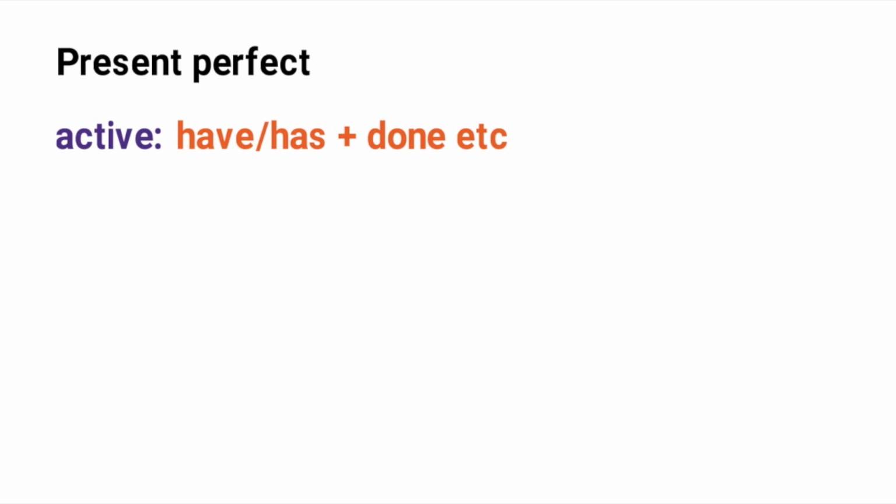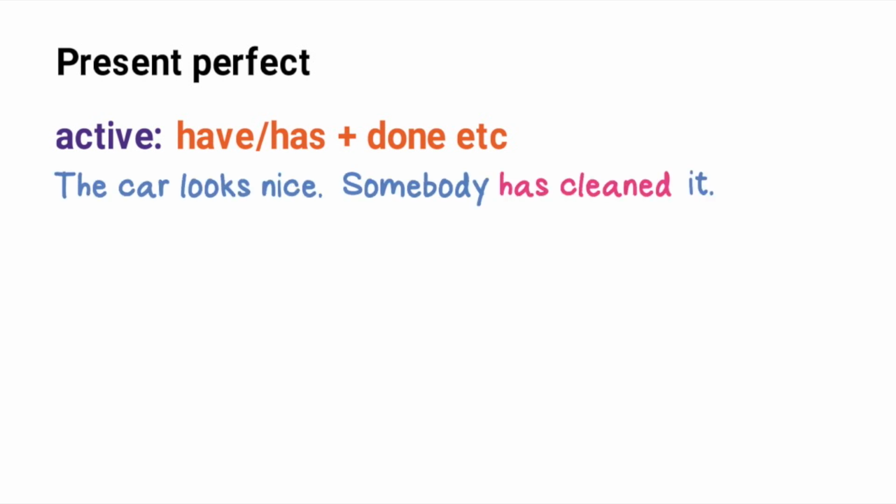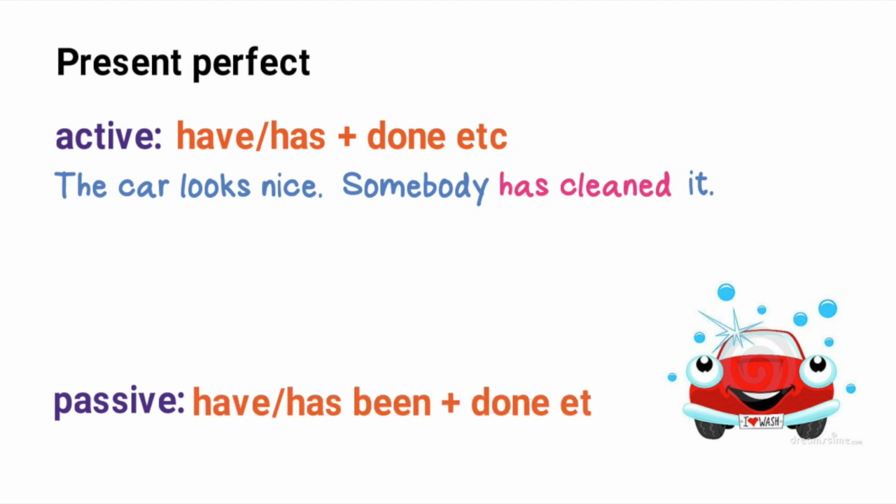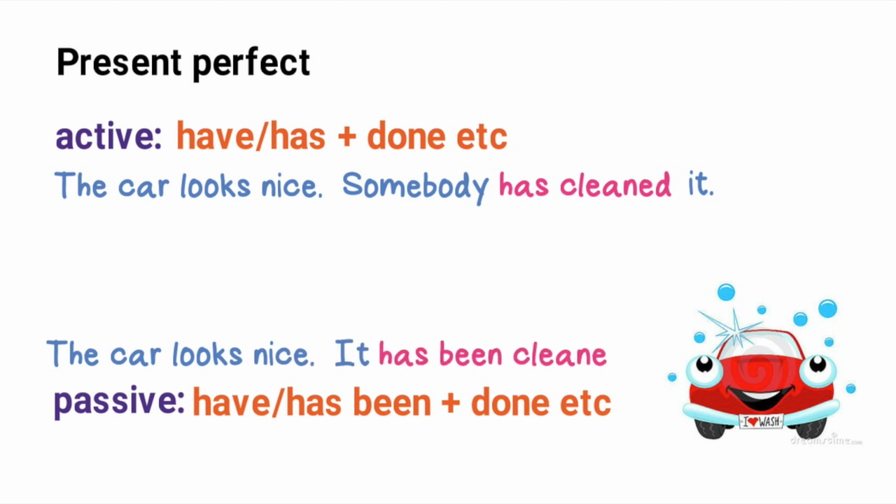So here, the car looks nice, somebody has cleaned it. So it's the present perfect, and the result is that, look, we can see the car now. In the present, we can see that the car is all nice and clean. But the action of cleaning it started in the past. Whereas if we turn this into a passive, where we don't know or it's not important who cleaned the car, the importance is that the car is clean now. So we use a passive. The form is has or have, been plus done, or any other past participle. So in this sentence, it would be, the car looks nice, it has been cleaned.